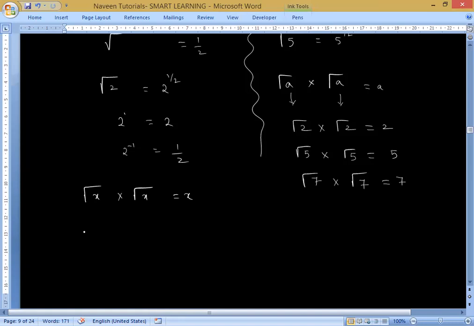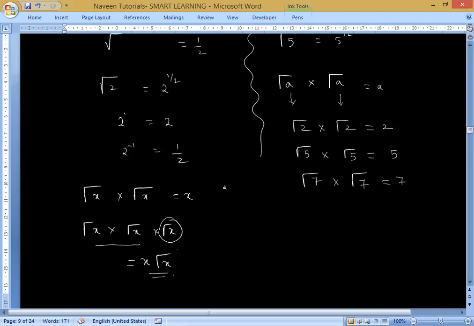For example, if the question is root x into root x into root x, there are 3 root x. According to the formula, if anything in the root appears twice, then we write it one time. So root x into root x is x, and this will remain the same. But only one root x is left, so we cannot convert it. We'll write the same thing as it is.